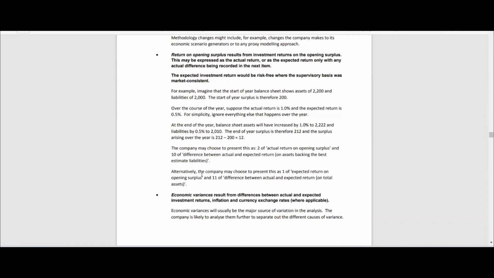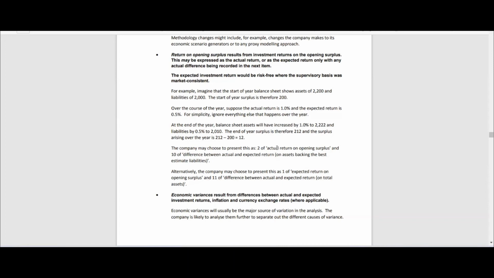That shows that you, as an actuary, are able to predict it more accurately. So the company may choose to present this 2 as actual return on opening surplus, and 10 would be the difference between actual and expected. Alternately, the company may choose to present this as 1. You start with 2000 and multiply it with 0.5%, and you get that 1, and the remaining would be the difference between actual and expected. Or you start with 2000, multiply it with 1%, which is the actual return, you get the 2, and the remaining would be the difference between expected and actual.